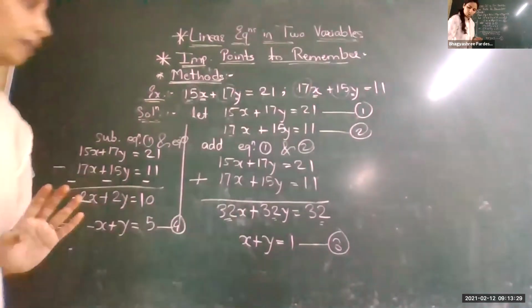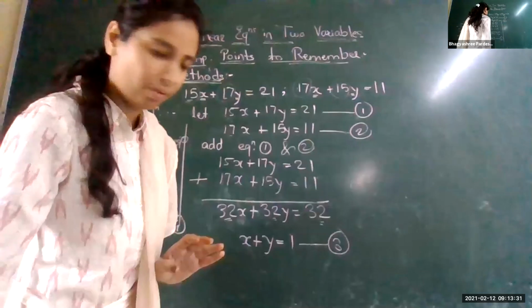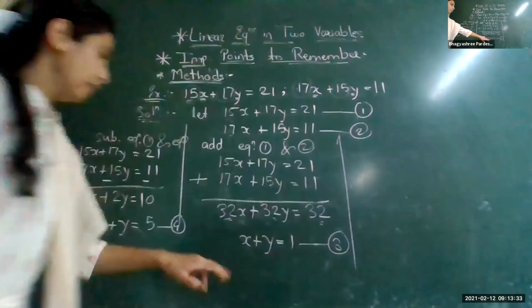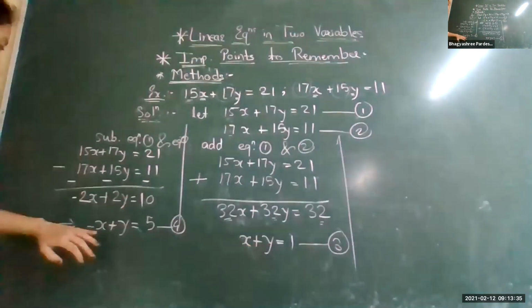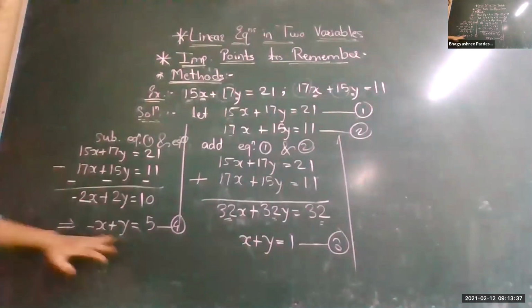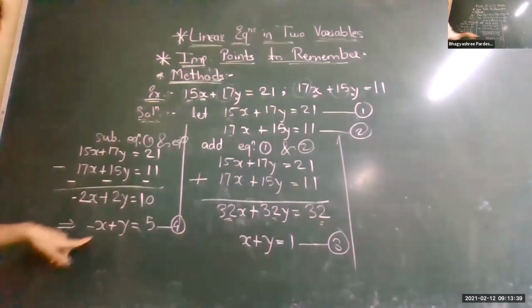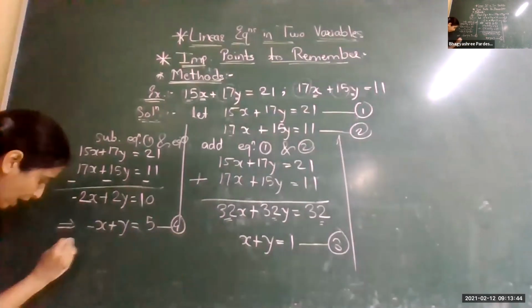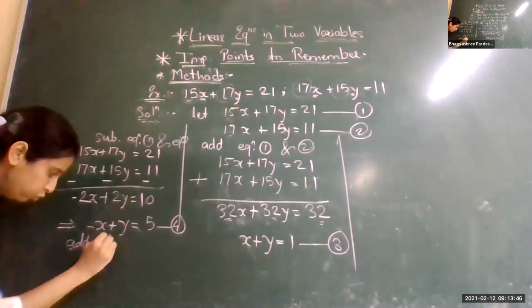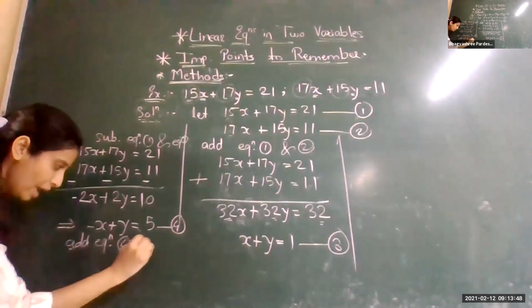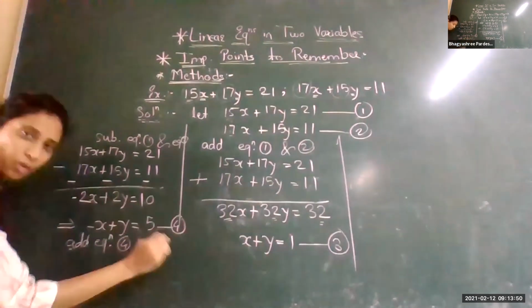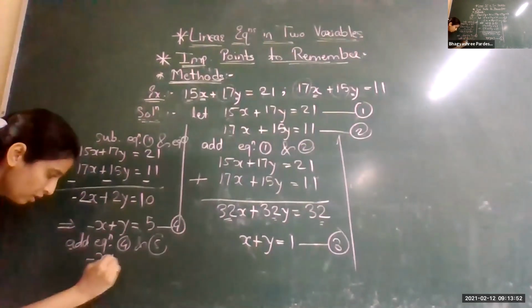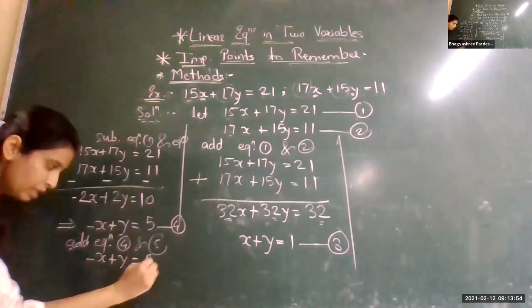Clear? Now let's solve these two simplified equations. So look here, it is x plus y, and it is minus x plus y. If we add these two, x will directly get cancelled. So I'm adding them: add equation 4 and equation number 5 here. So we get minus x plus y is equal to 5.